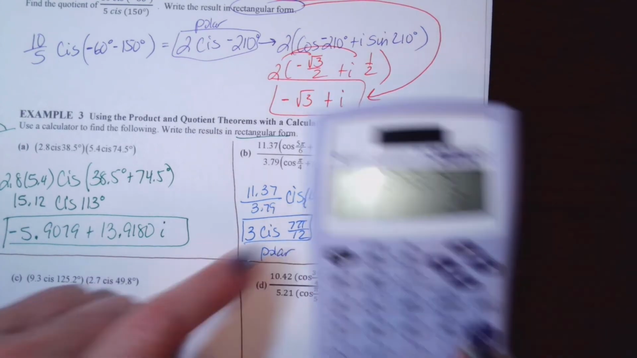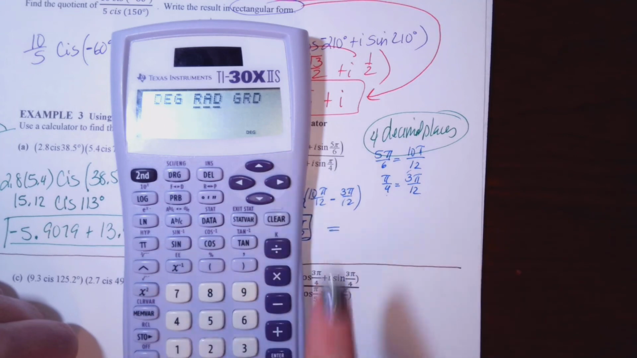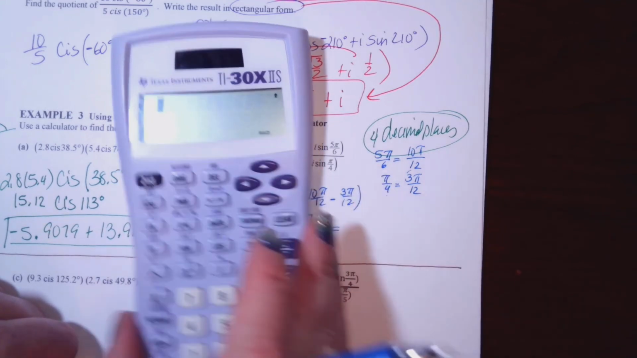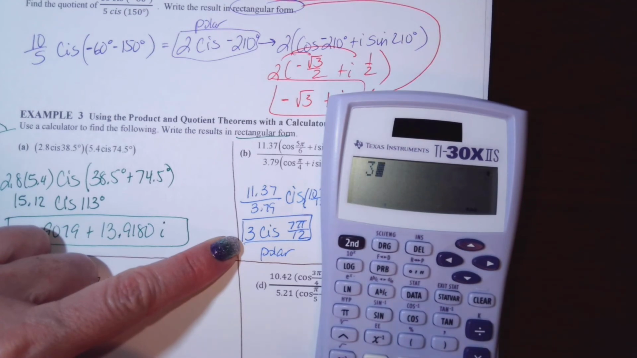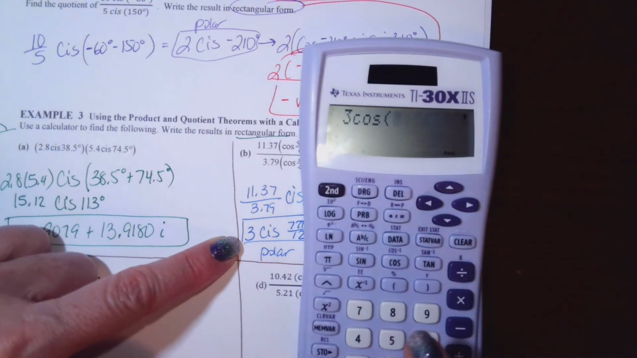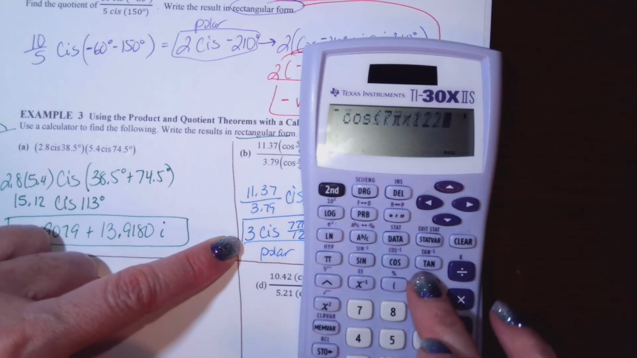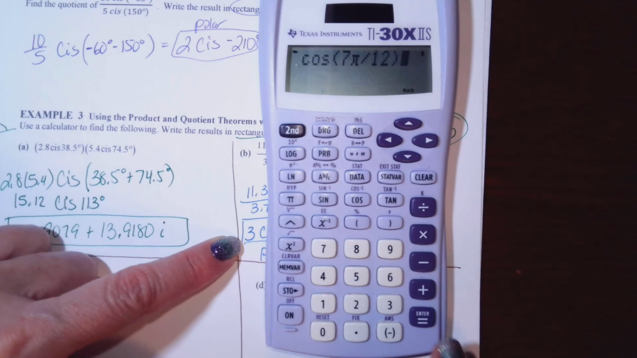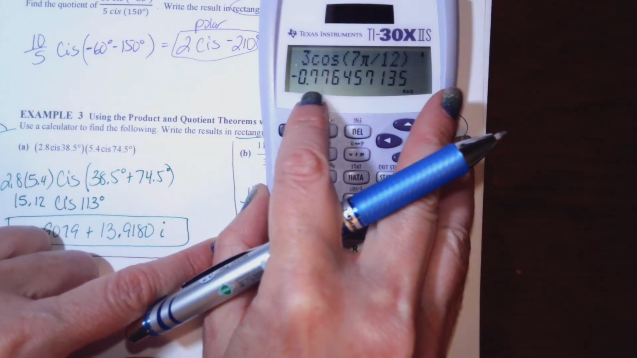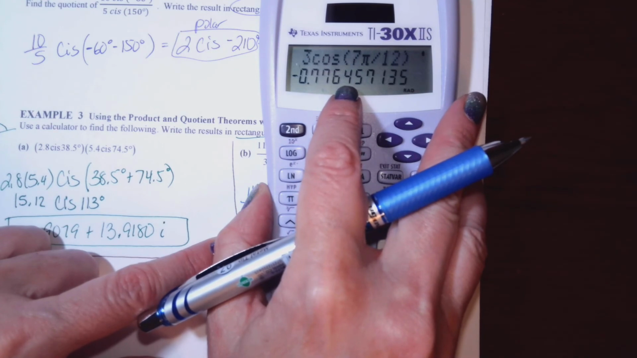This is a radian value, so I've got to change my mode to radians. So I've got radian value here. I'm going to be multiplying 3 times the cosine first of 7 pi 12ths. So I've got 7 pi divided by 12 as my argument in radian mode. And this is what I get. It's a negative value. That's what I was expecting. I'm going to round to 4 decimal places.